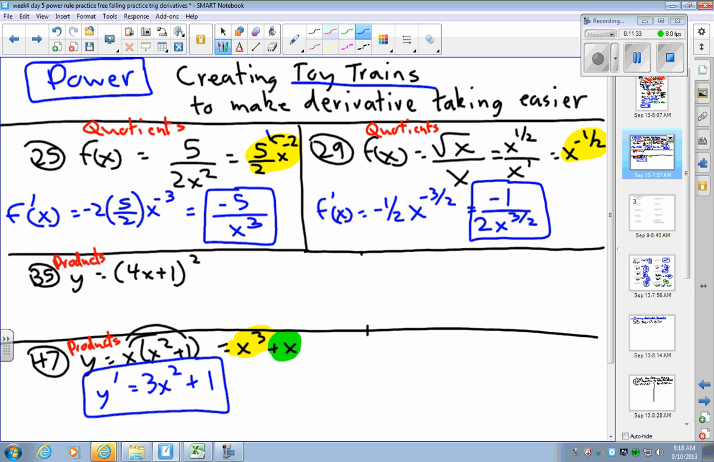Okay? So 35, if you wanted to expand it out, because you don't know a product rule, but if you make toy trains, you can handle it. You can think of this as 4x plus 1 times 4x plus 1.